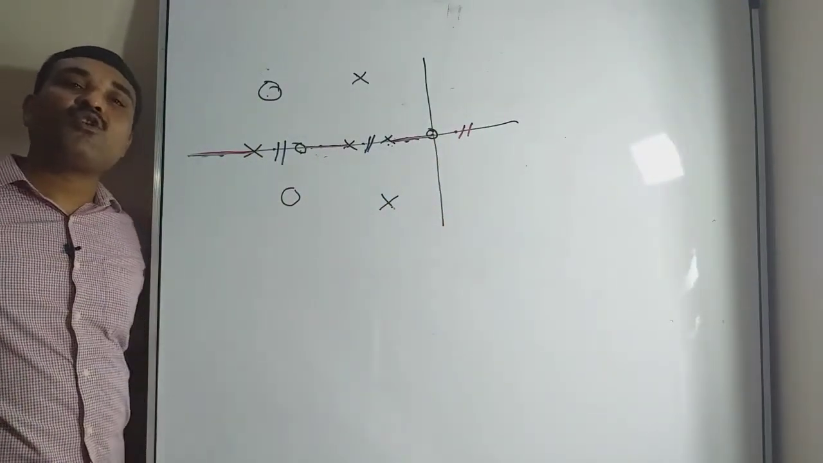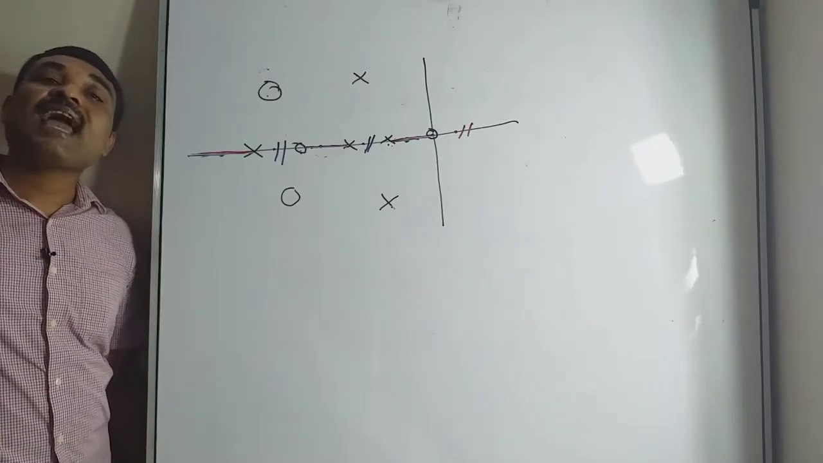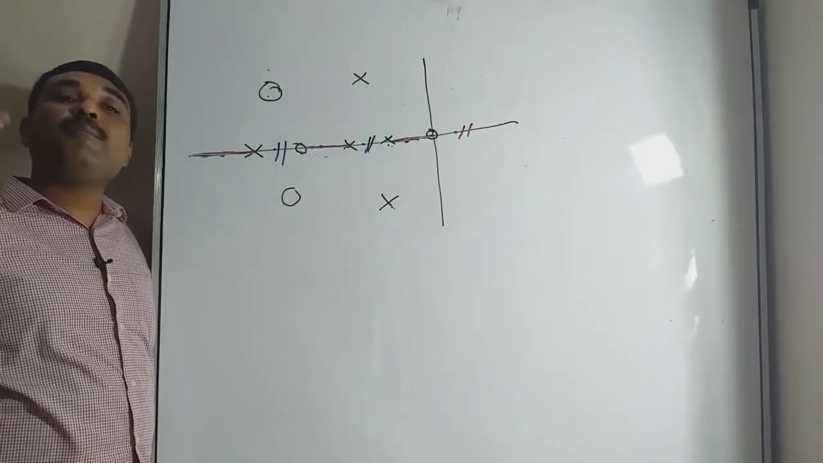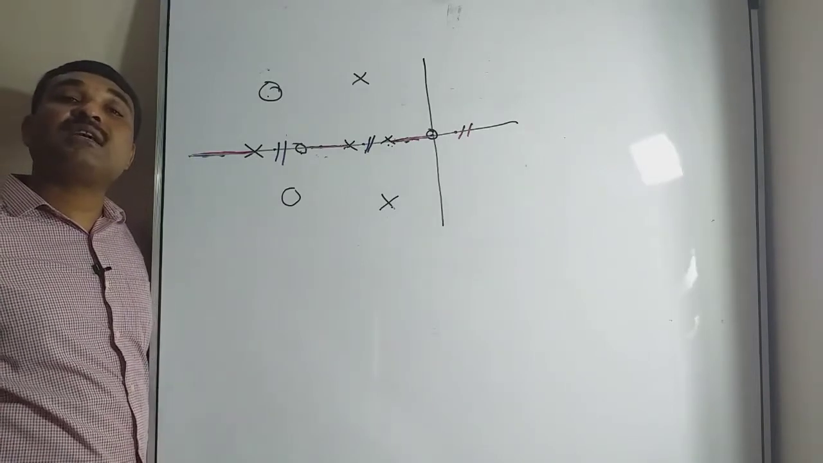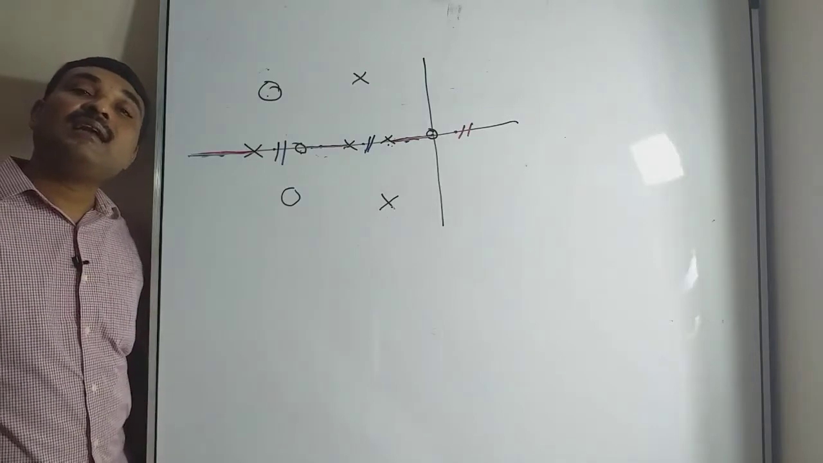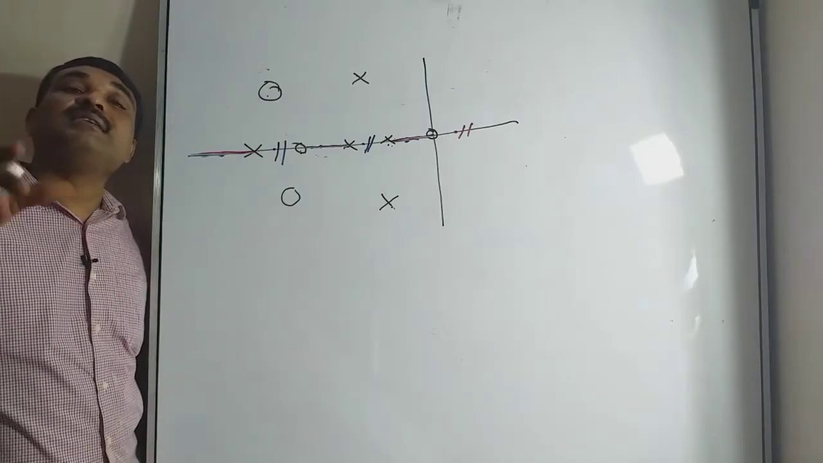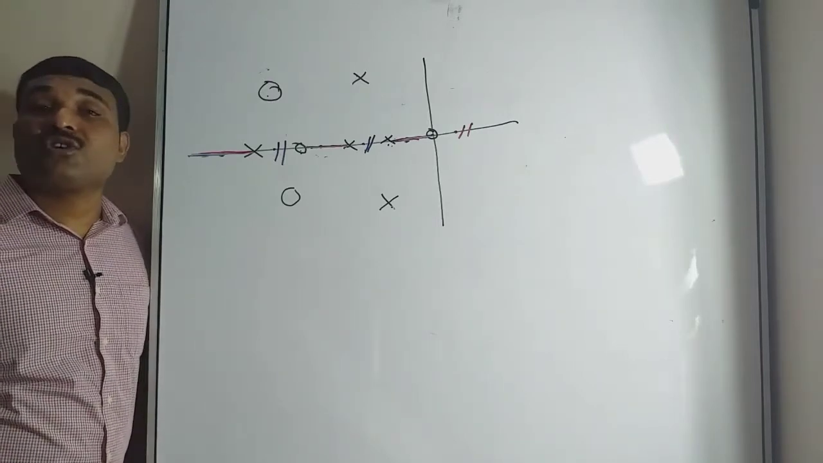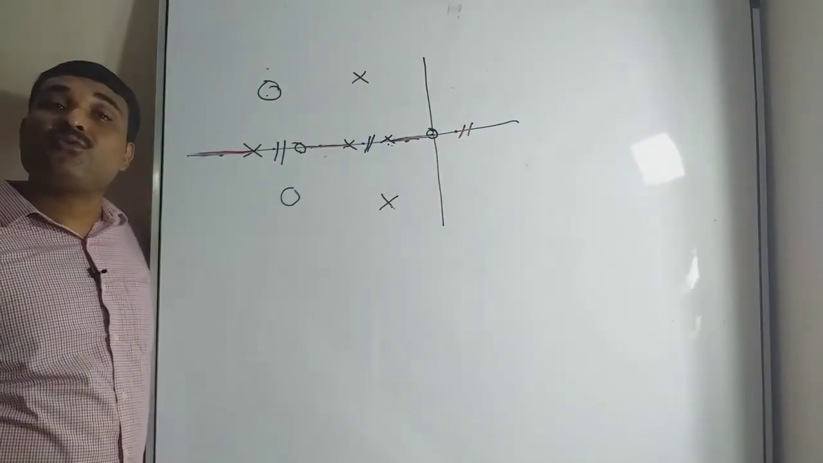So the location of the root locus on the real axis can be found by taking a test point and counting the number of poles and zeros towards the right side of that point. If it is an odd number, then that section of the real axis is on the root locus. That is a very important concept to construct the approximate shape of the root locus.